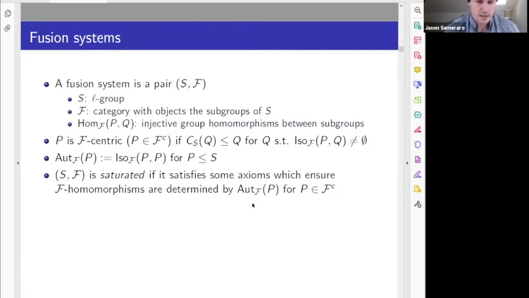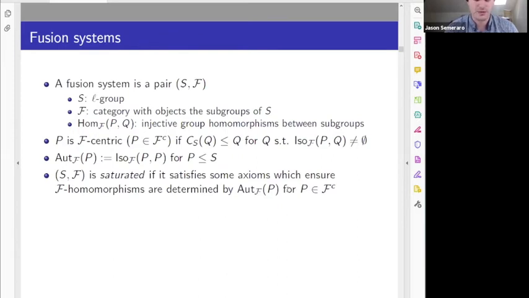She just mentioned, as I'm going to do, that there are some additional axioms which need to be satisfied to ensure saturation of the fusion system. But for me, it really just means that the homomorphisms in the category, the F homomorphisms, are determined by these Aut_F(P) for the centric subgroups. So we can think about the fusion system as being generated, if you like, by F-automorphisms of centric subgroups.